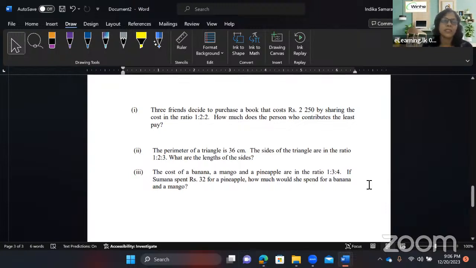Three friends decided to purchase a book that cost 2,250 by sharing the cost in the ratio 1 to 2. How much does the person who contributes the least pay?